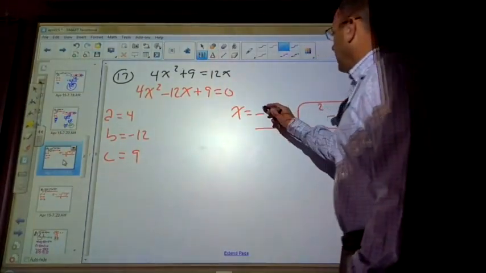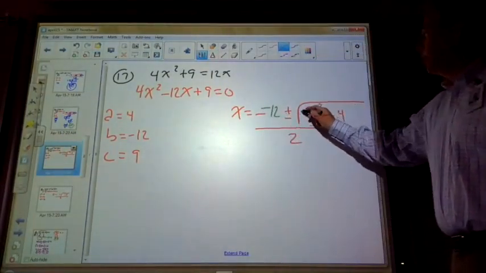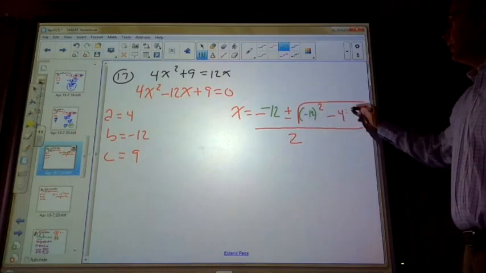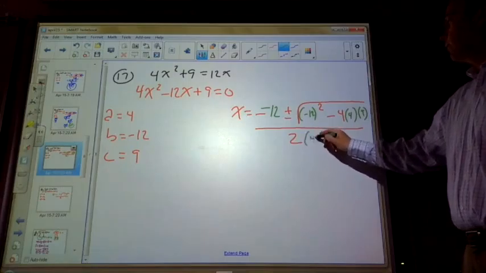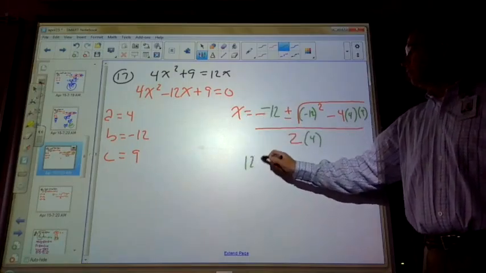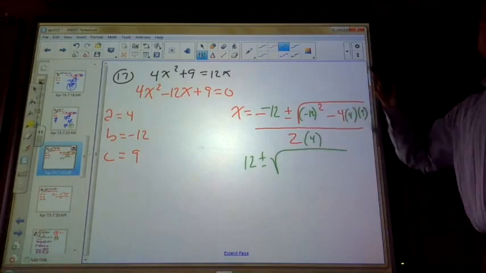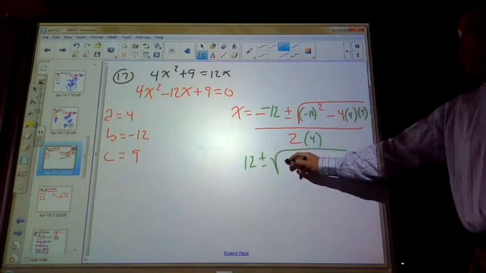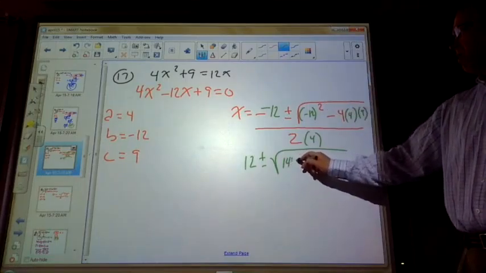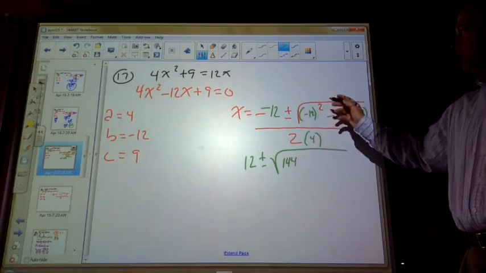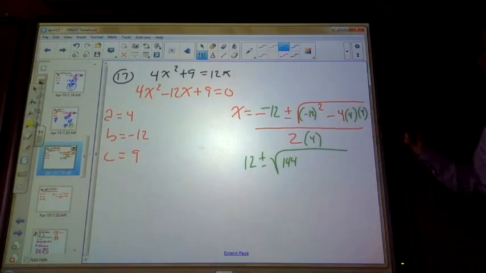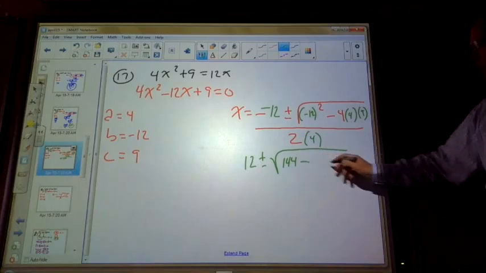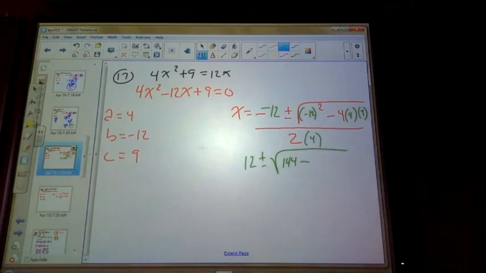So I get -12 plus or minus -12 squared minus 4ac all over 2a. 12 plus or minus -12 squared. 144. It's positive because it's the quantities being squared. I'm squaring -12. So -12, -12. -4 times 4. -16. -16 times 9. I know it's negative. What's 16 times 9? Anybody?